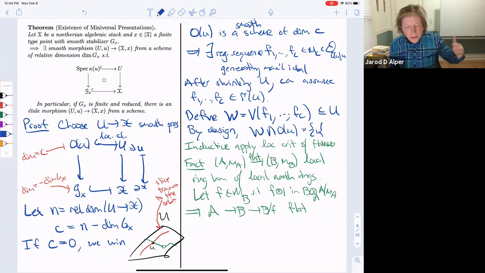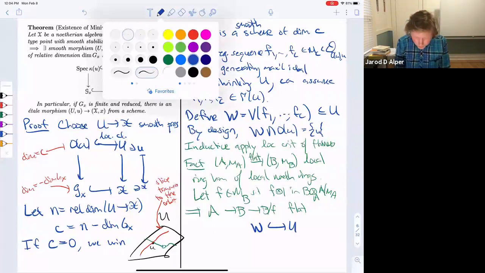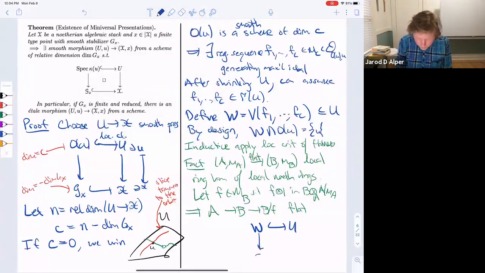And maybe to remind you, the definition of a regular sequence is that the first one is a non-zero divisor, the second is a non-zero divisor in the quotient of the first, the third is a non-zero divisor in the quotient of the first two, and so on. So we're exactly in this situation to apply this fact. And what it tells you, if I take W inside U over X, is that this map is then flat.